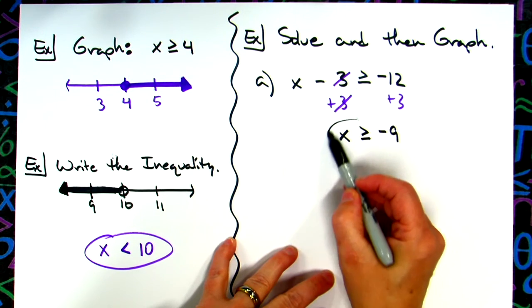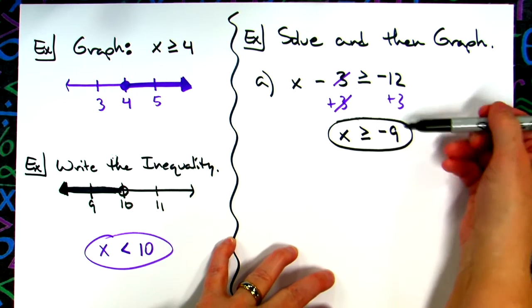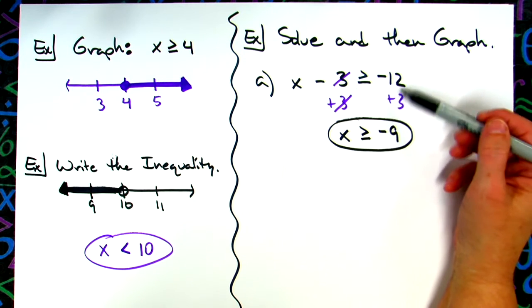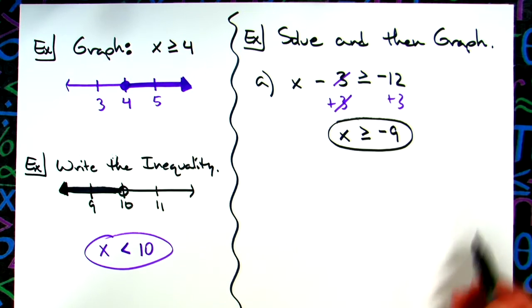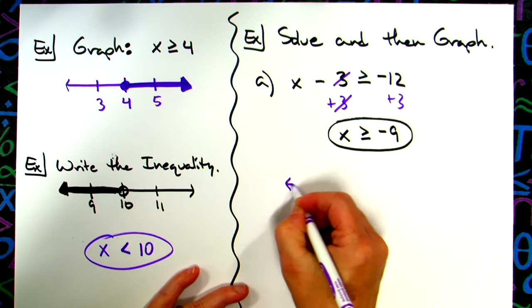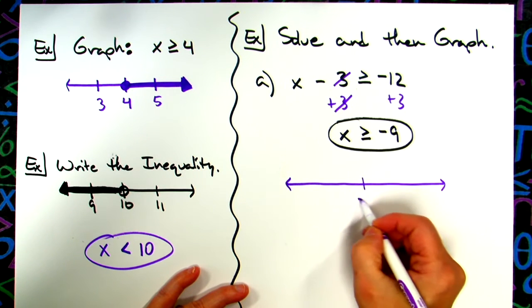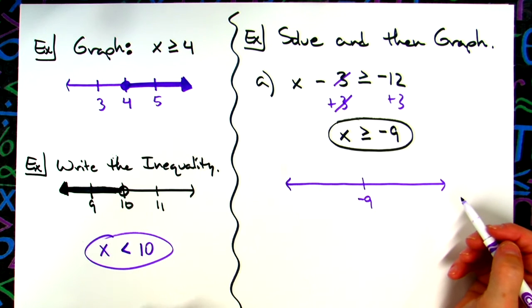So that's the solve part of it. When you do the algebra steps that we've been doing for the past month or so, that's the solve part. Then you have to graph it. What number is going to go in the middle of the number line? -9. All right, what number goes to the right?